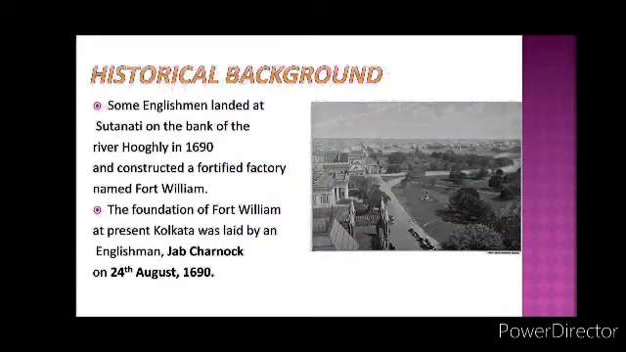So it so happened that in the year 1690 some Englishmen landed at Sultanati, which was located on the bank of the river Hooghly, and there they constructed a fortified factory named Fort William. Sir Job Charnock laid the foundation of Fort William, which is at present Kolkata, on 24th August 1690.